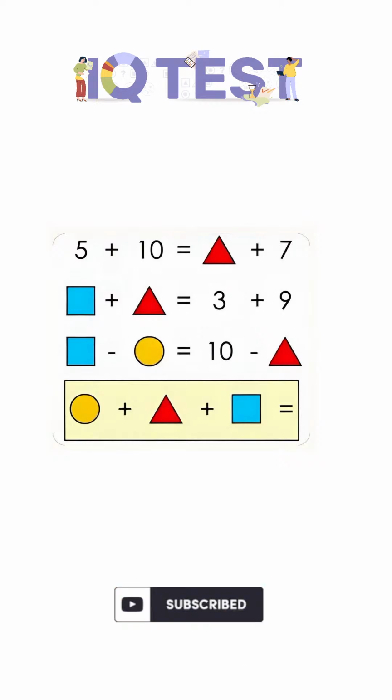So you have 8 for the red triangle, 4 for the blue square, then 2 for the yellow circle. So if we add all together, what are we getting? So 2 plus 8 will give us 10, plus 4, and that will give us 14. So my answer here is 14. Okay, so that is my answer for this particular one. Let's move on to the next one.